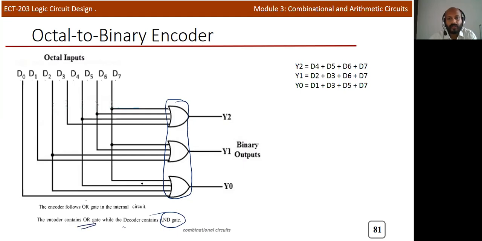So y2 is equal to D7, D6, D5, D4. And y1 is equal to D2.